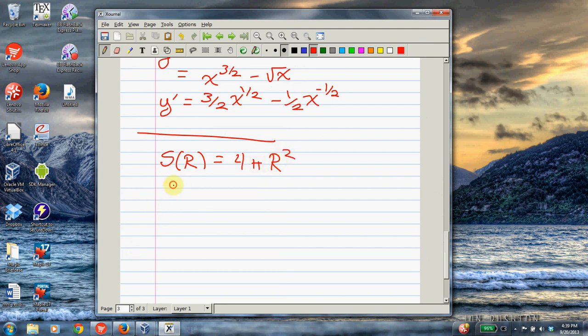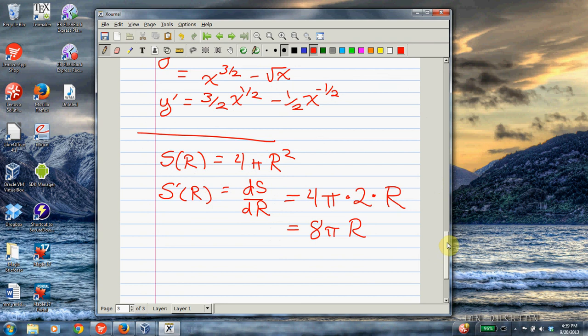And the next one is S of r is equal to 4 pi r squared. Now we want to find S prime of r, which is the same thing as dS dr, because r is the variable. Now, it's tempting to get freaked out by pi, but pi, remember, is just a number, in other words, a constant, so we just ignore it. So the 4 pi gets ignored, the 2 comes down, you subtract 1, and you're done unless you want to combine these and make 8 pi r. Right? So that is the answer.